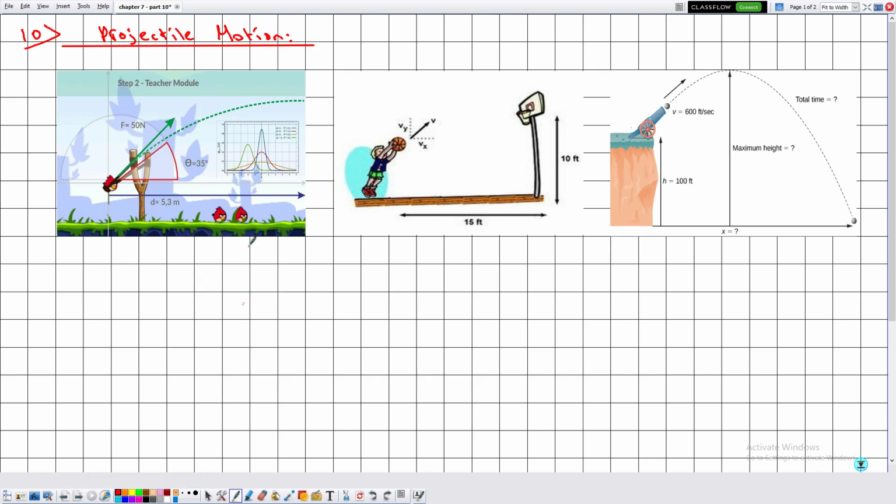So before I define what is meant by projectile motion, let me consider the following documents. These documents represent events that happen in our daily life, and they reflect a physical situation which is described as a projectile motion.